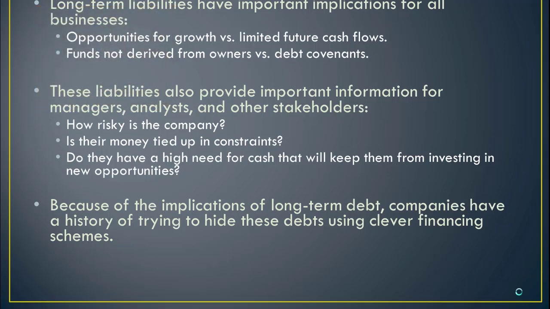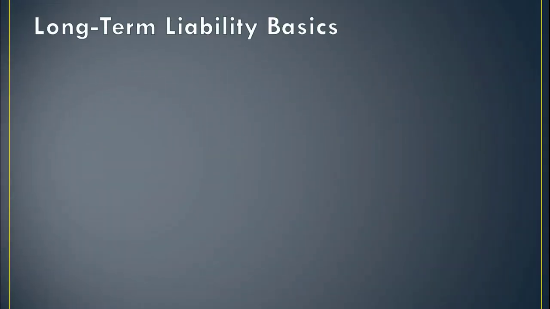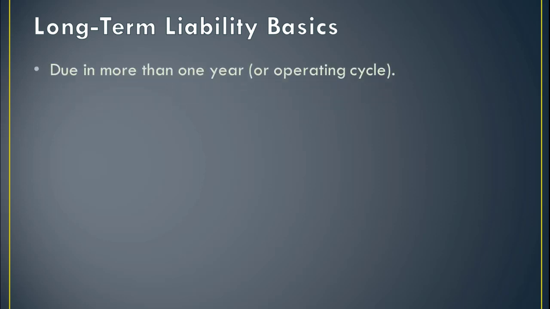Well, let's talk about some long-term liability basics before we jump into some specific items that are included in long-term debt and some specific transactions. So long-term liabilities are usually due in more than 1 year or operating cycle. They're not associated with any voting rights, so they're not owners. They don't have any direct control by being able to vote for the board of directors or tell management what to do because we're an owner.